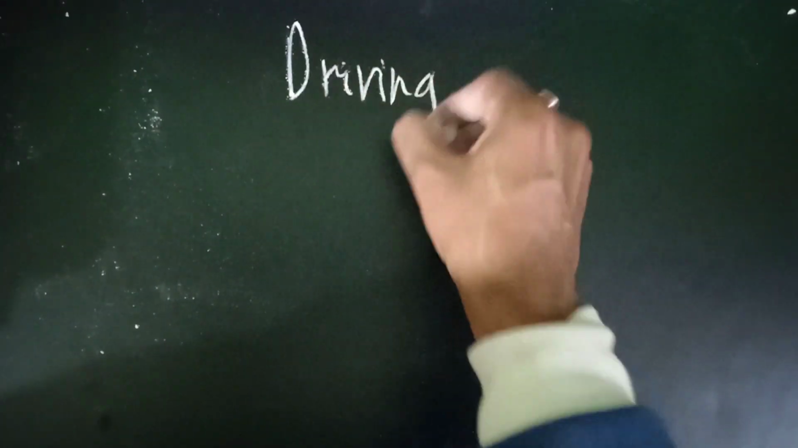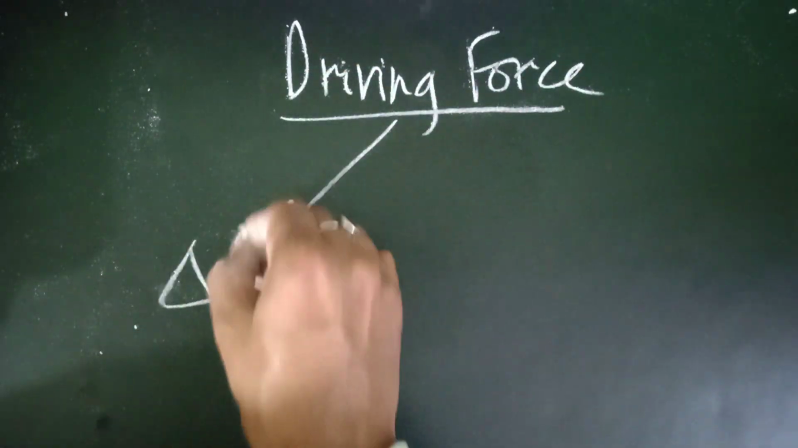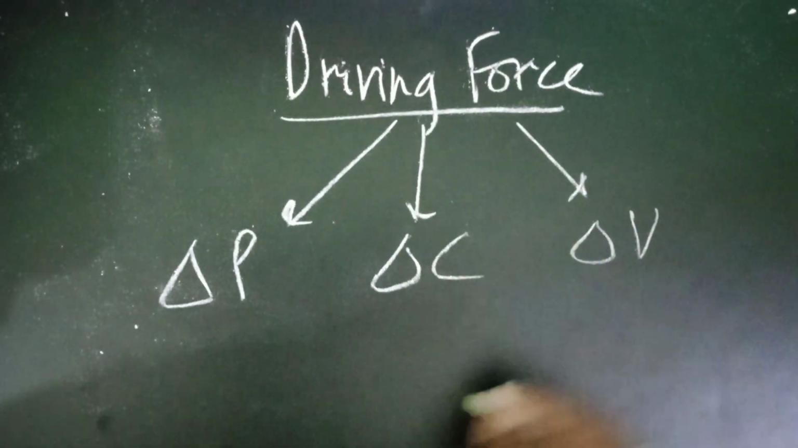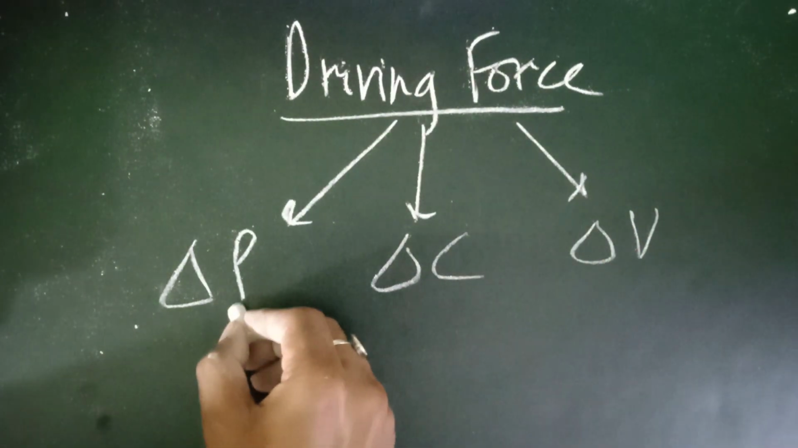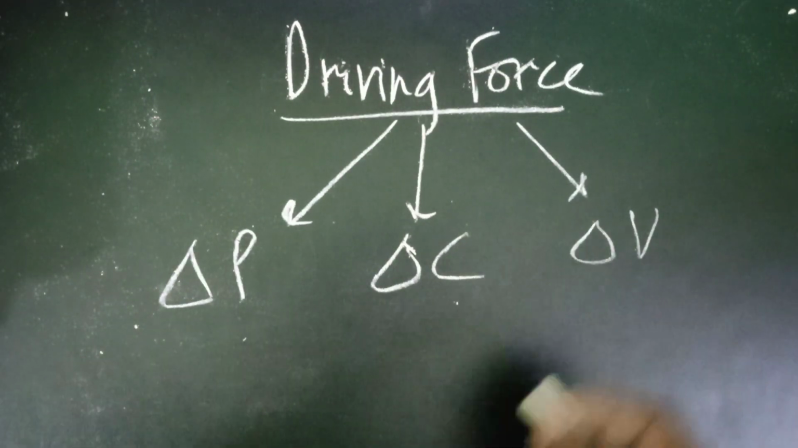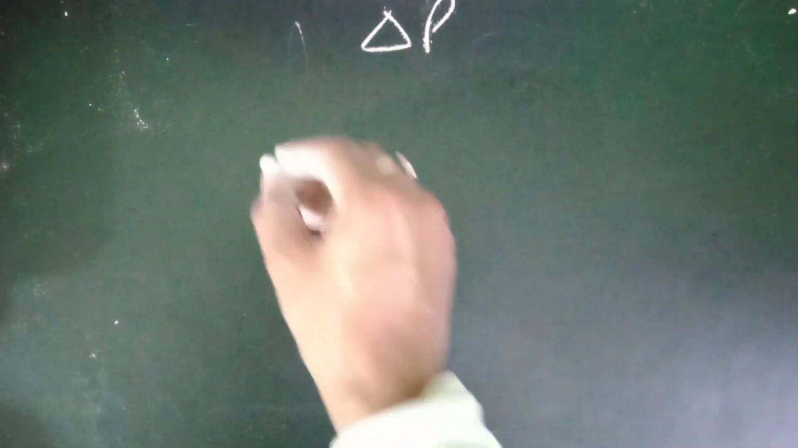Now let's see what the driving force of membrane separation is. The driving force could be three: one is delta P, second is delta C, and last is delta V. So this is the pressure difference, this is the concentration difference, and the electric potential difference. Let's see the pressure difference first.